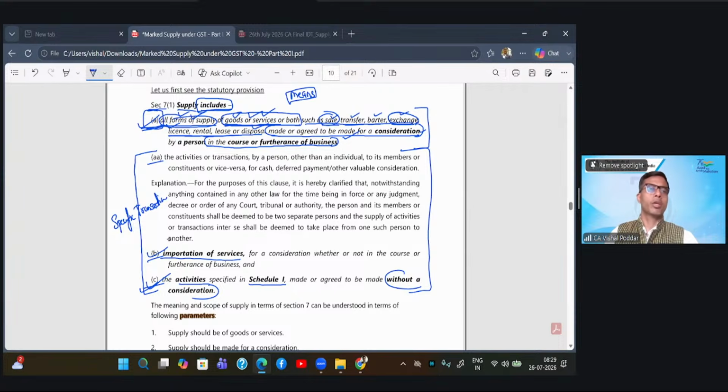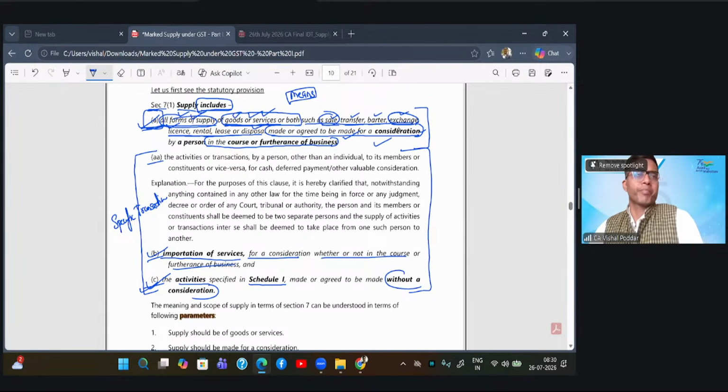Similarly, B also gives another carve out to import, which says that where it is done for a consideration, even though it may not be done in the course of your business, it means you are importing service at a personal level. So let us say I hire an interior designer from London, and I ask the interior designer to do the interior designing of my office, and I pay him a consideration.